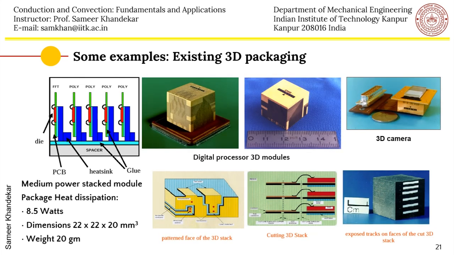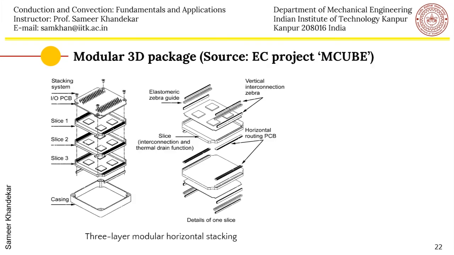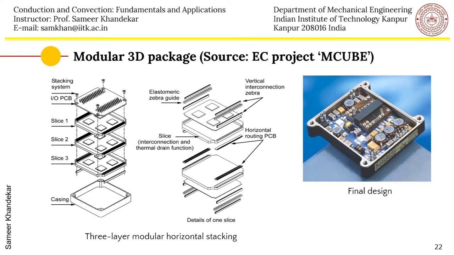So here you can see another example of a three-layer modular horizontal package which has flat heat pipes. So these are the heat pipes, and three of them you can see, 1, 2, 3, where the electronic chips are directly mounted the way you can see it here on the heat pipe, and then the heat pipe works as a spreader plate. You can see the spreader plate here, and it isothermalizes the hot spots of the system.